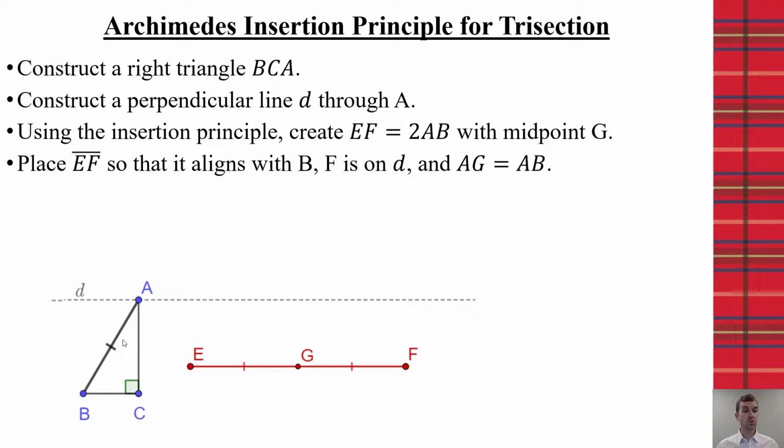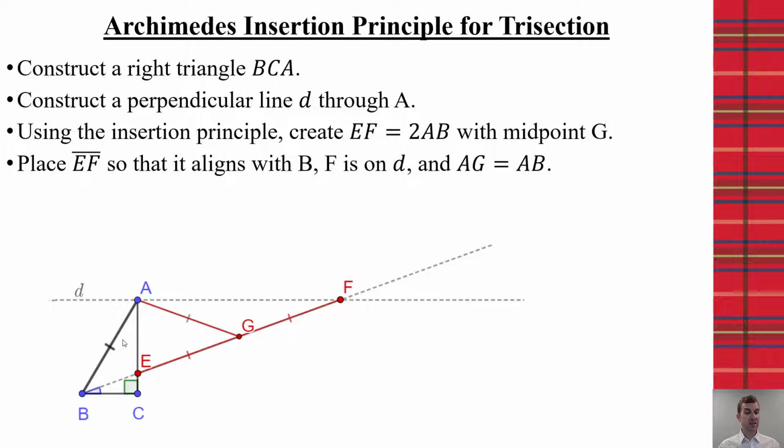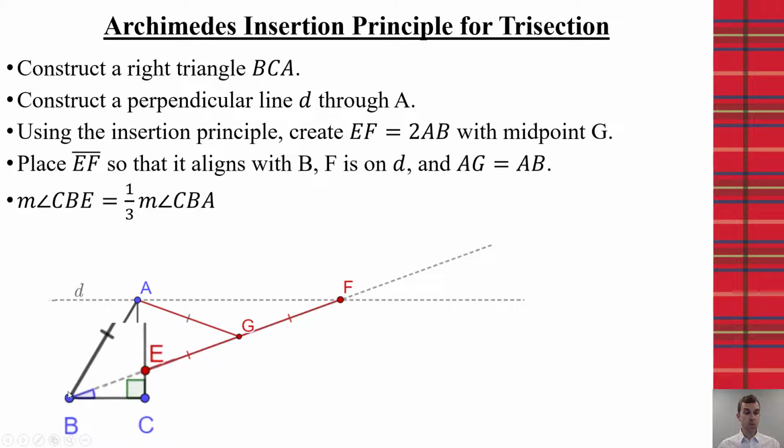Now, what we're going to do is align EF on side AC so that if we drew a line through B, F would be on line D, and then they would also be able to connect AG to be the same length as EF, GF, and AB. When you do that, what that constructs is this tiny little angle CBE. By that construction using the insertion principle, it will be 1/3 of what would have been CBA.